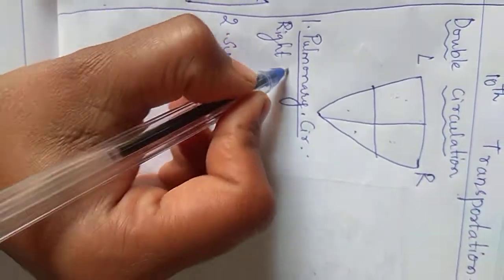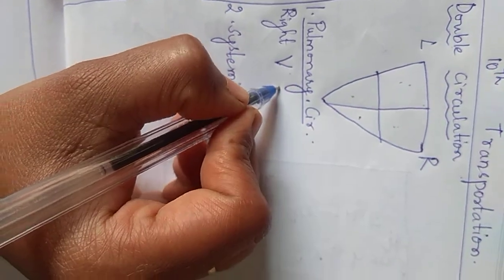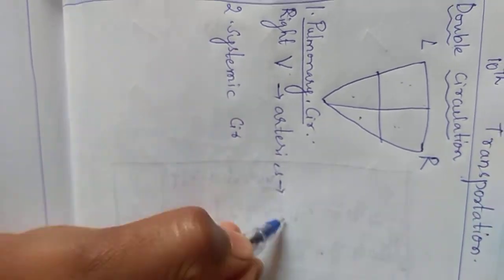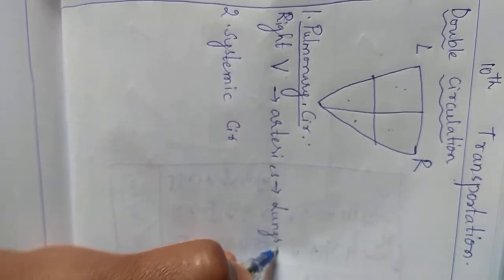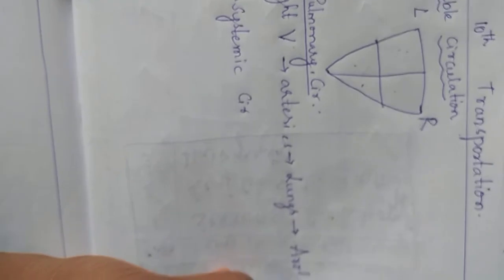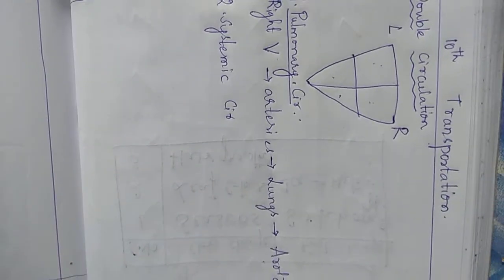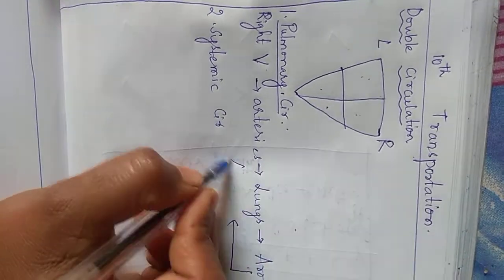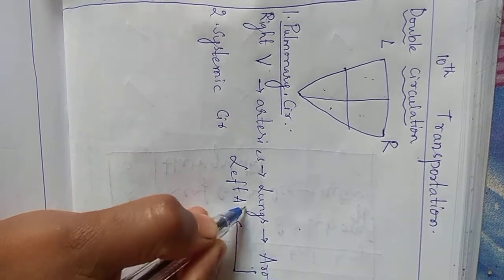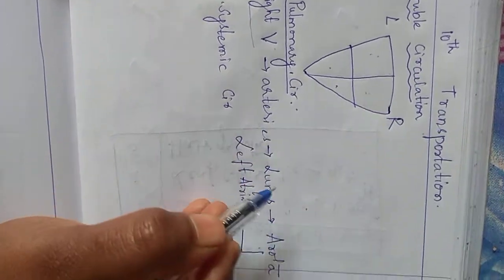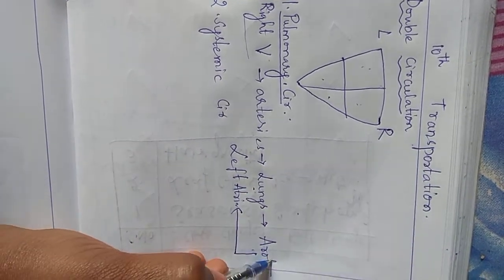Starting from the right ventricle. From the right ventricle, blood will be entering into arteries, and from arteries it will enter into lungs, and from lungs it will enter into aorta, and from aorta it will again enter into the left atrium. That means again it entered into the heart. From right ventricle into arteries, and then from there to lungs, aorta and left atrium.